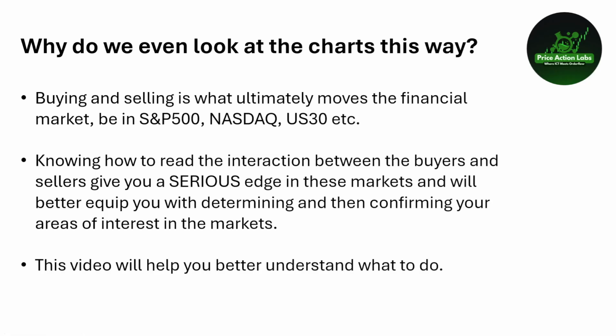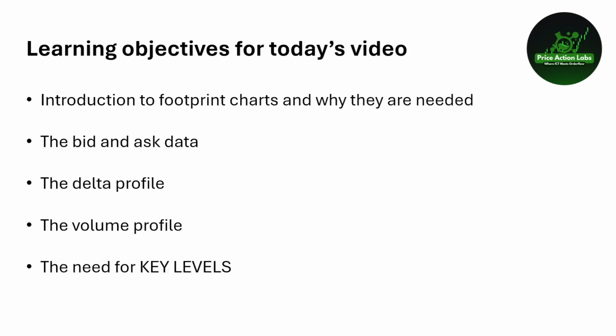Now, what do we mean by this, right? Buying and selling is what ultimately moves the financial markets, be it the S&P 500, the Nasdaq, or US 30. So the serious traders use order flow to their advantage with ICT. And this is what we're going to be going over in this video.